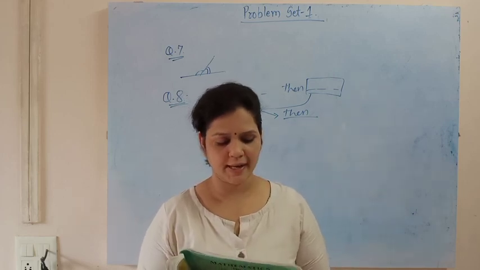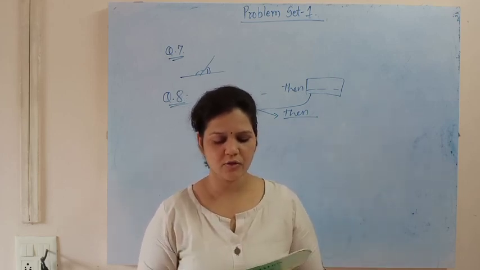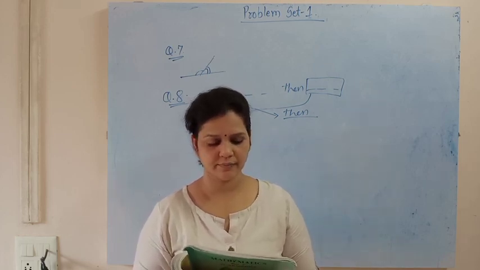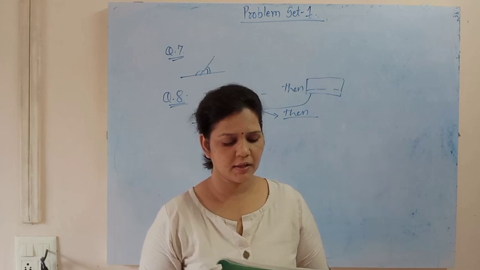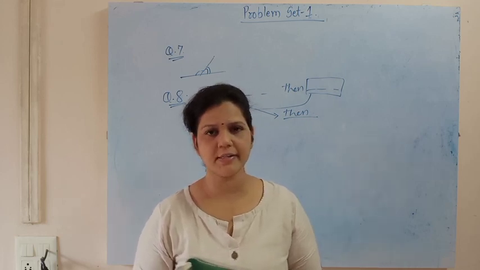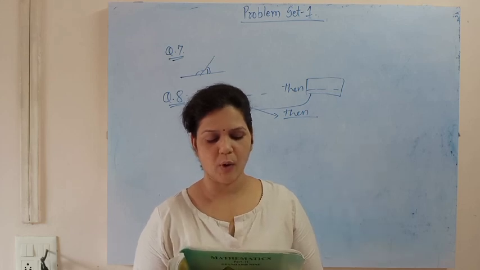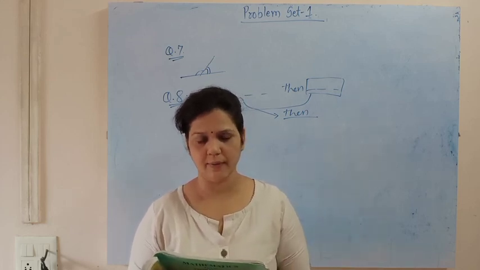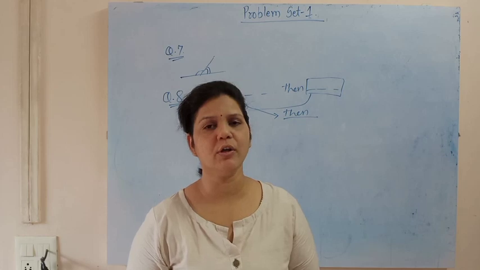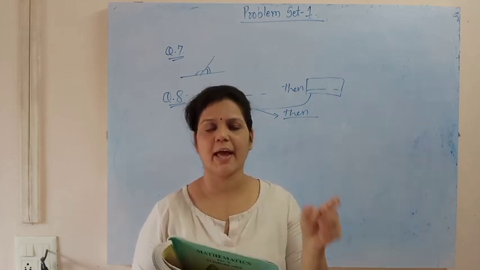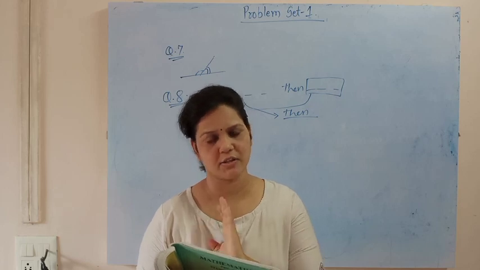Okay. Second question. The diagonals of a parallelogram bisect each other. So given the quadrilateral is a parallelogram. How to write? See, the quadrilateral is a parallelogram. Then the diagonals bisect each other. That means to prove the diagonals bisect each other.